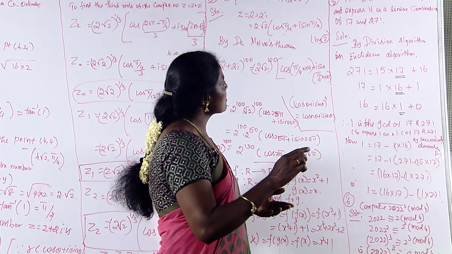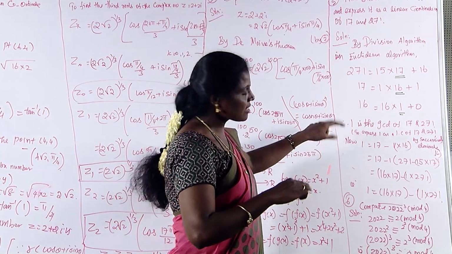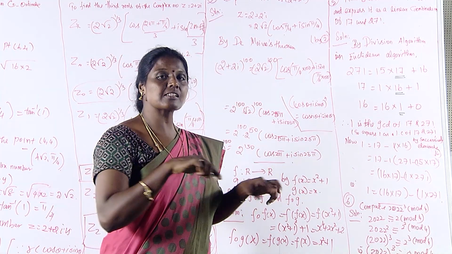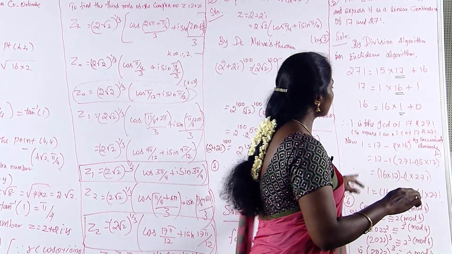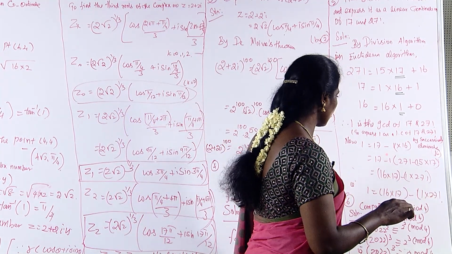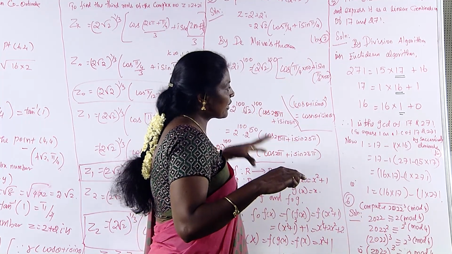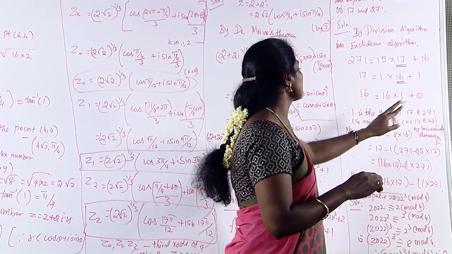The second part is you can express 1 as a linear combination, because 1 is the GCD. So, first you have to evaluate the GCD, then express the GCD in terms of the given numbers. So, to express 1 as a linear combination of 17 and 271, you are going to eliminate 16 successively, and we can get the value of the GCD.